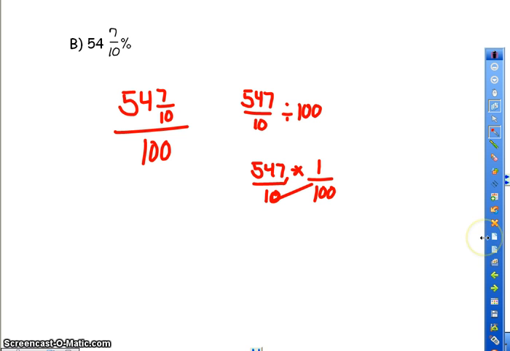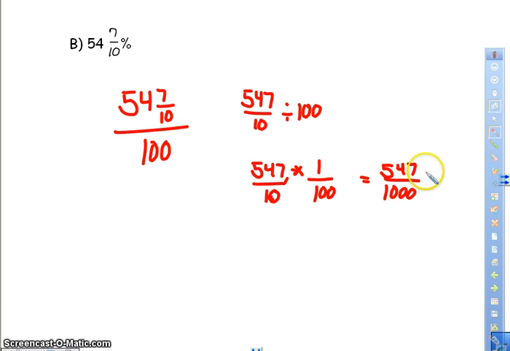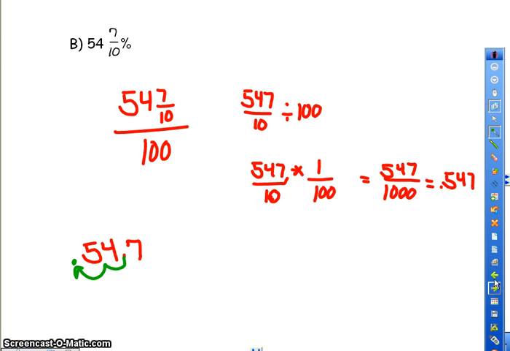So you're going to get 547 thousandths, which would be 0.547. Another way of thinking about this is to change your 7/10 to a decimal. We also know that this is 54 and 7/10. So we're going to move this decimal over 2 places, 1, 2, and we also get 547 thousandths. You can use either option, and either option is going to give you the correct answer.